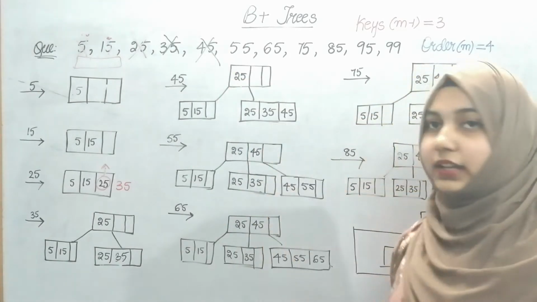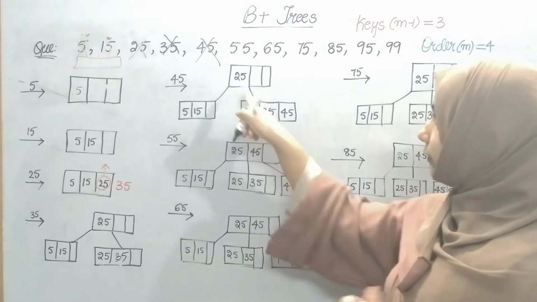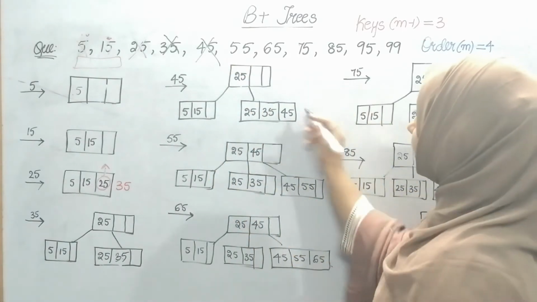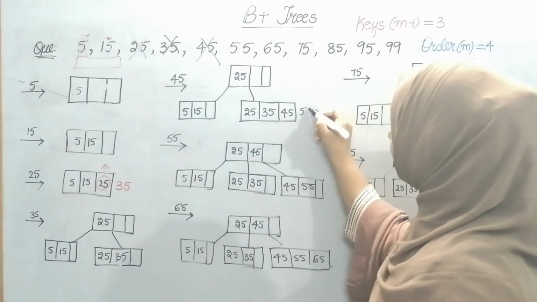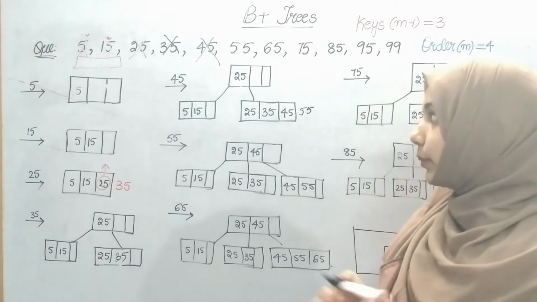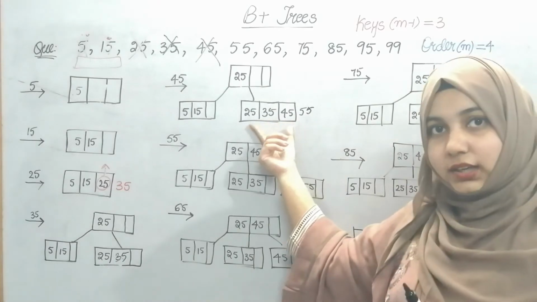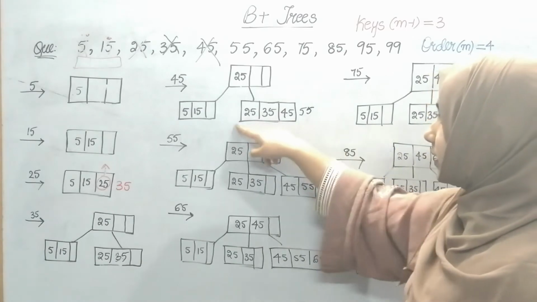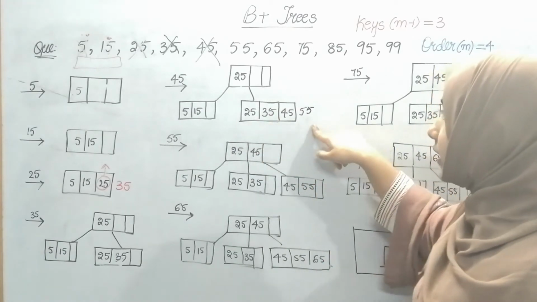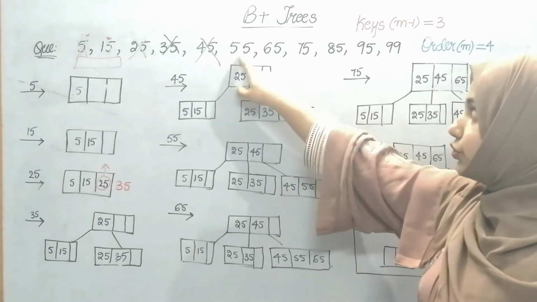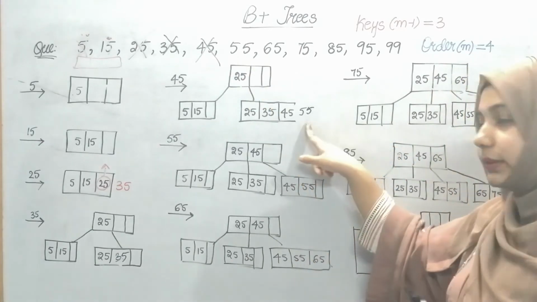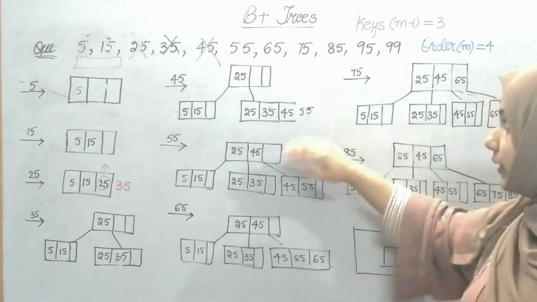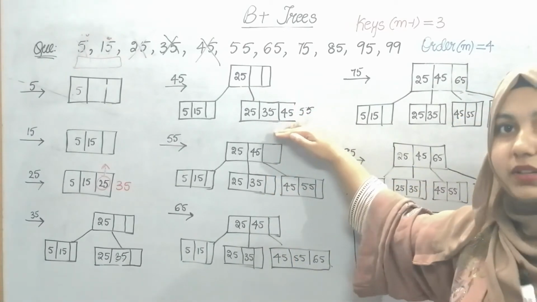Next is 55. In order to insert 55, see here, 55 is greater than 25, so I'll go to the right side. On the right side, I need to insert 55 here, right? But the node is already full. I cannot insert it. Now what will happen? I need to see the middlemost element. Out of these four I need to see the middle. You have to add this element as well. The element you want to insert, you need to add that element as well. If you keep these three, the middle is 35. You cannot say that. The number that you want to insert, you need to include that number as well.